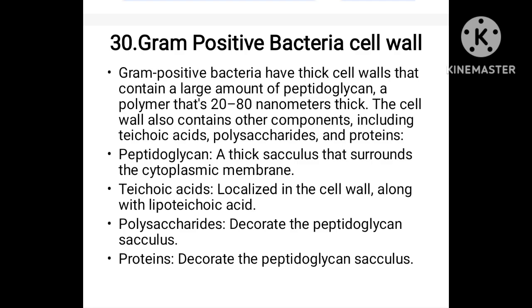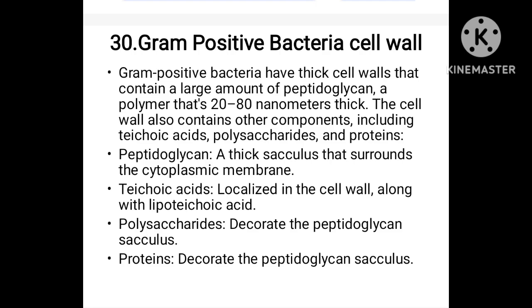Question number 30. Gram-positive bacteria cell wall. Gram-positive bacteria have a thick cell wall that contains a large amount of peptidoglycan, a polymer that is 20 to 80 nanometers thick. The cell wall also contains other components including lipoteichoic acid, polysaccharide, and protein. Peptidoglycan, a thick layer, surrounds the cytoplasmic membrane.